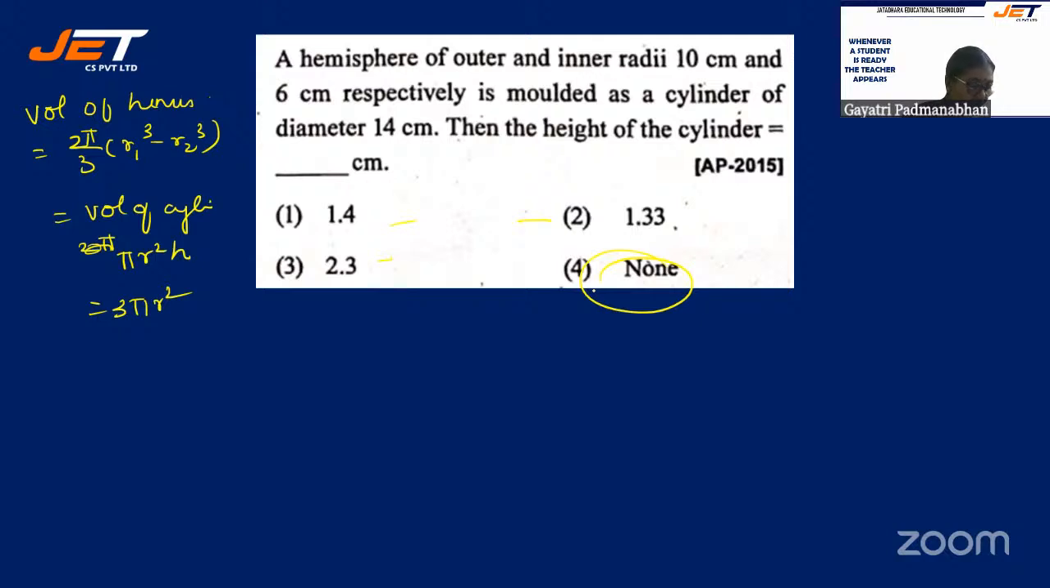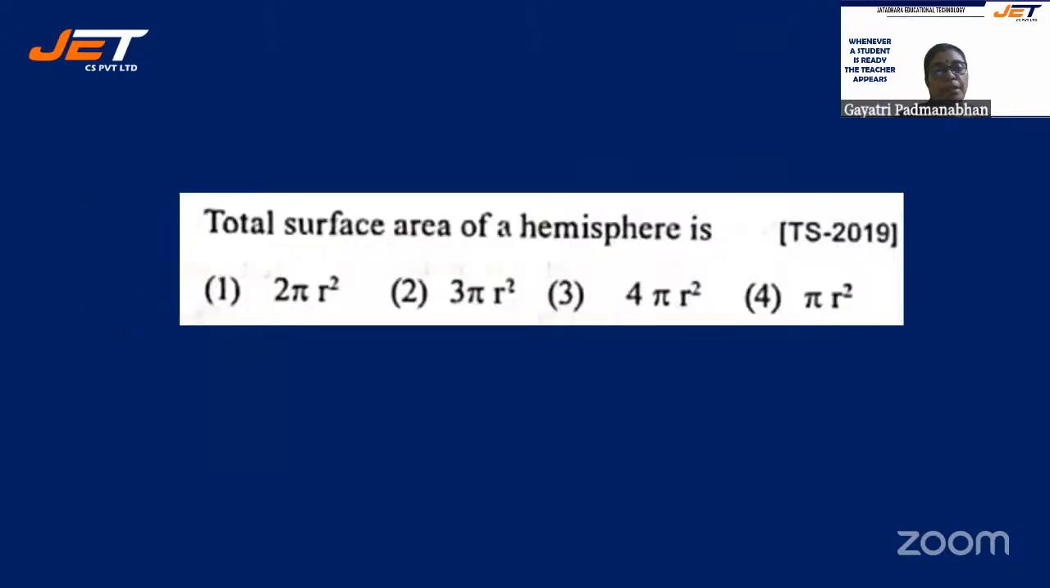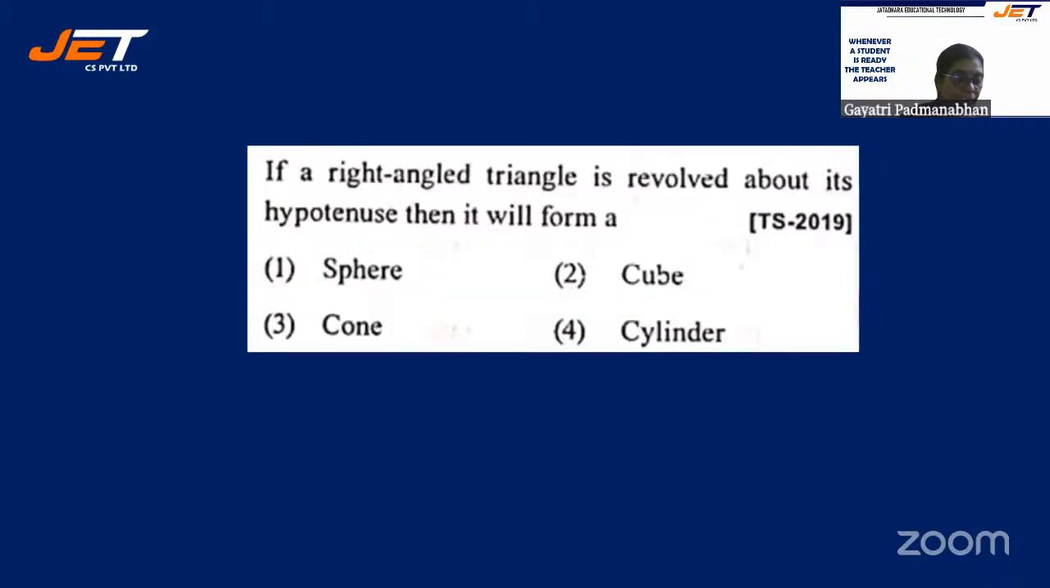The total surface area of a hemisphere is dash. So this is a formula. It is 3 pi r square. The total surface area of the hemisphere is 3 pi r square. Right. See the next question.